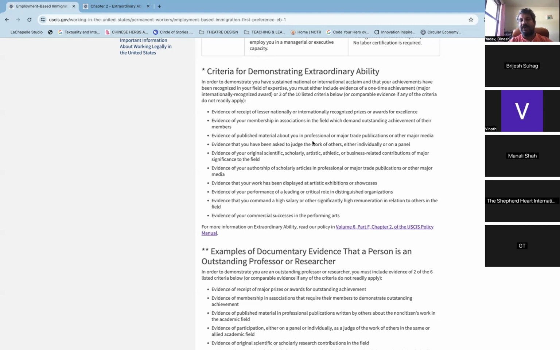Evidence of published material about you in professional or major trade publications or other major media. Now, this also counts newspapers, journals, trade magazines, electronic media, as well as print media. If someone wrote a blog about you, the person who is writing has to be a person of some caliber. So it matters what has been written about you, where it has been written about you, and who is writing about you.